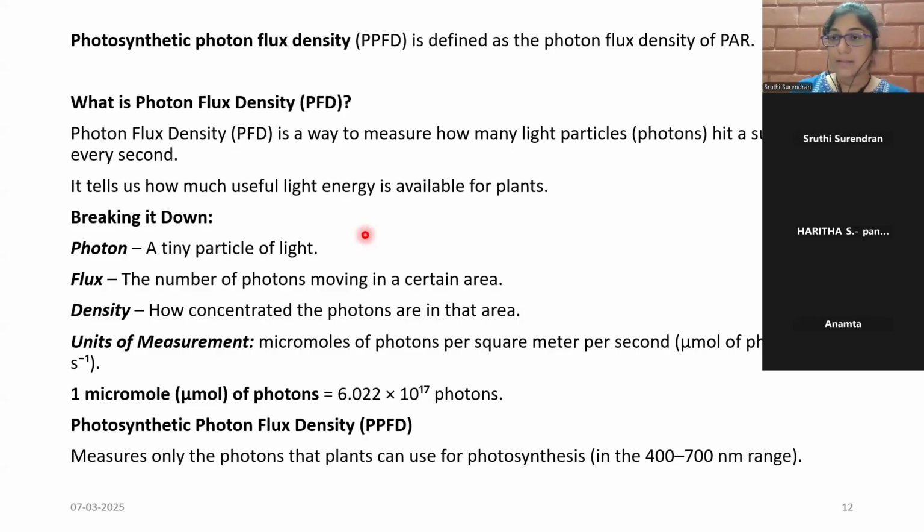So photon is the tiny particle of light. Flux is the number of photons that is moving across a unit area. And density is how concentrated these photons are in that particular area.